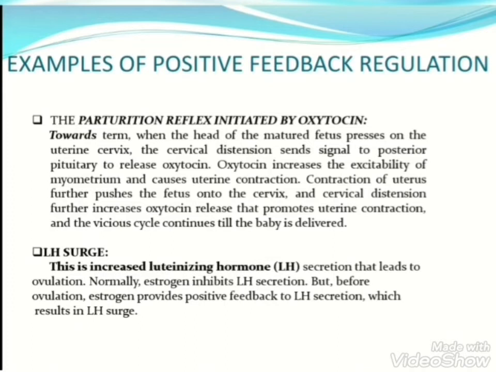We all know that at the time of delivery, signals are sent to the pituitary to release oxytocin. This oxytocin increases the excitability of the myometrium, which causes uterine contraction, and then the baby is delivered easily.